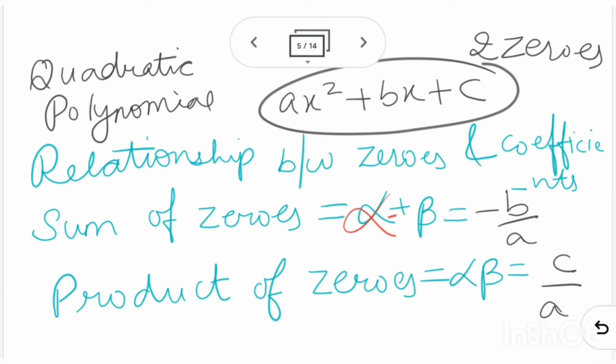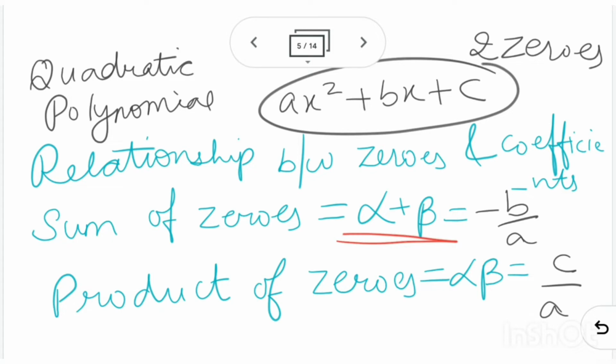If we add the zeros, we'll get minus b upon a, where b is the coefficient of x and a is the coefficient of x square. Similarly, the product of zeros, if we multiply the zeros, is equal to c upon a, where c is the constant term and a is the coefficient of x square. So we need to remember these two relationships between coefficients and zeros of a polynomial.